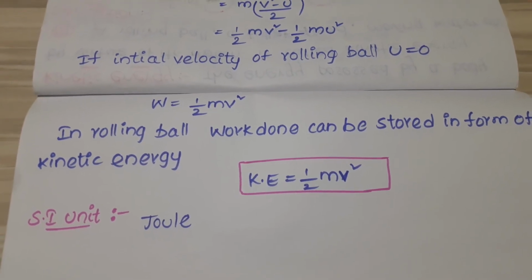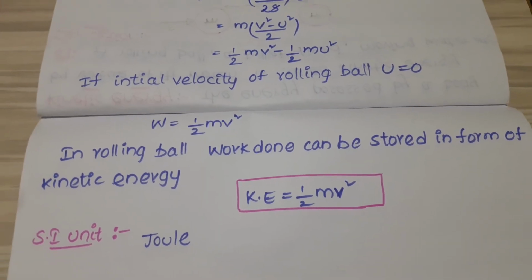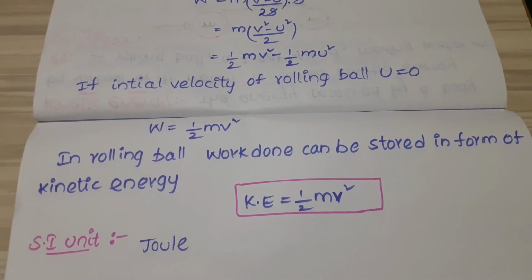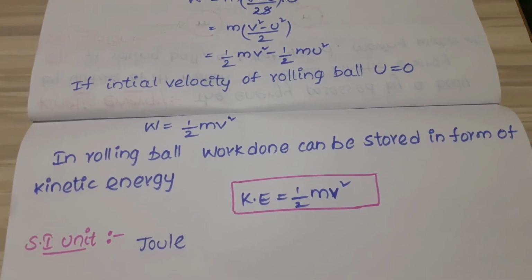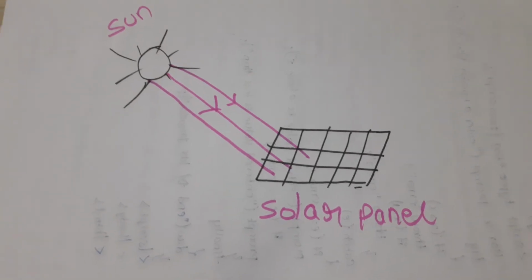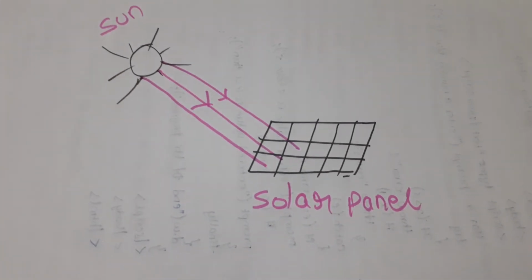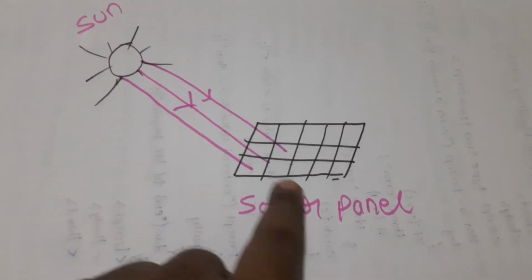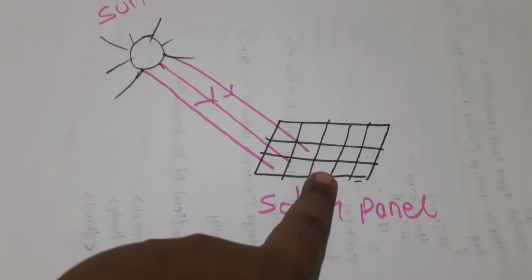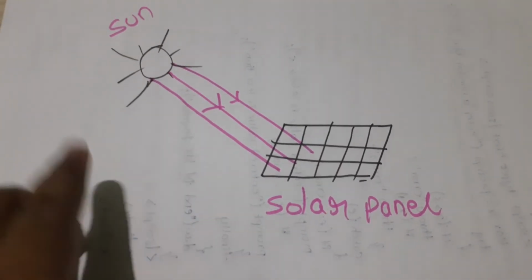Next, last important point. In our universe, the sun is a natural source of energy. The sunlight can be used to produce electrical energy by solar panels. So this is the sun, it is in the universe, a natural source of energy. This is a solar panel. This is one object, this is another object. So here in this case, how does the energy change?